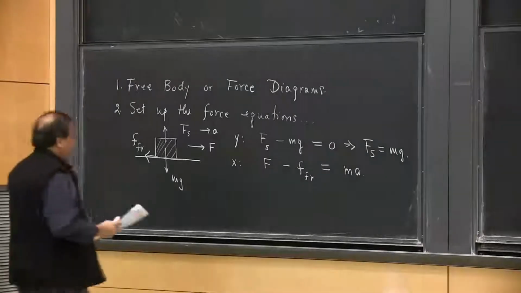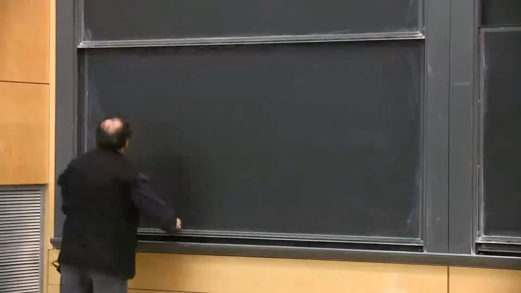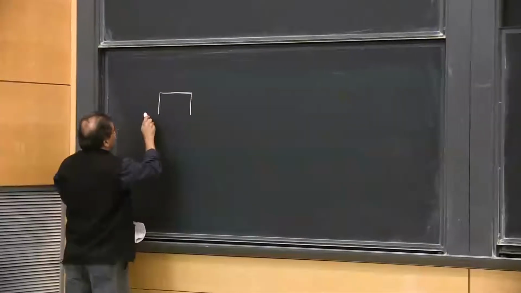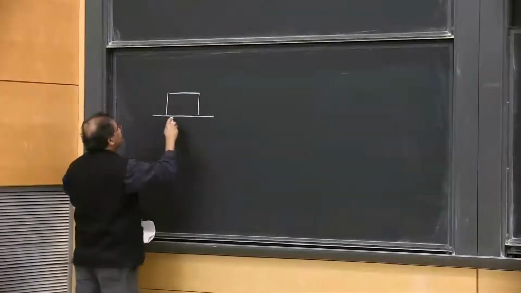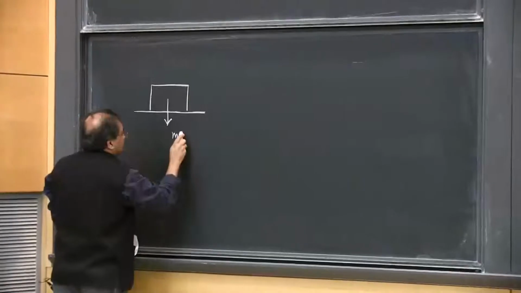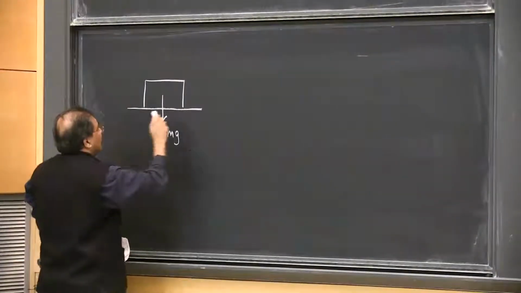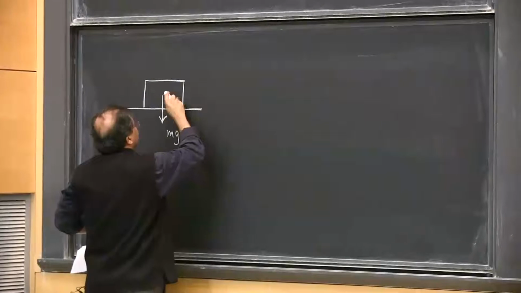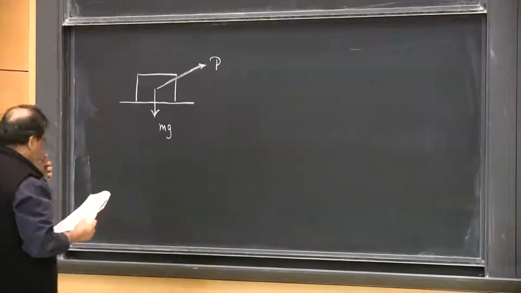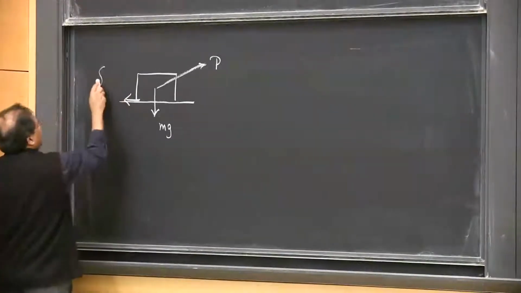All right. So let me now ask you a question and see where you end up. Imagine you have a suitcase, a piece of luggage. Let's not draw the wheels right now. And let's say there is a mass mg downward, and let's say I am applying a force in this direction. I call this force P. Okay? And let's say there is a friction force here.